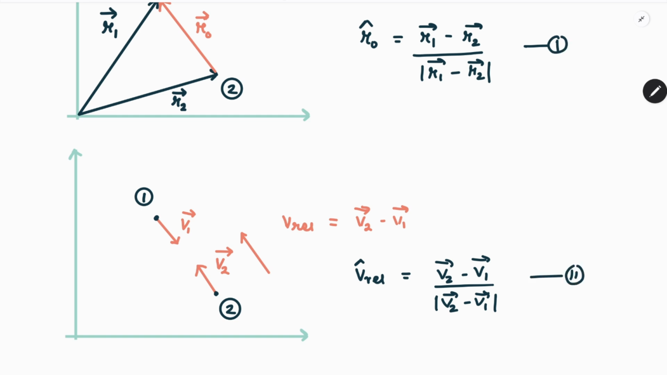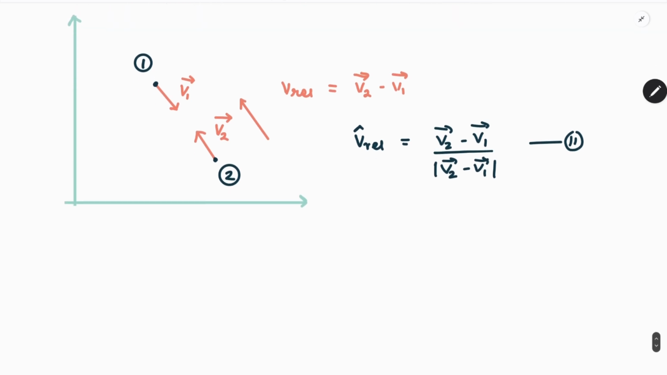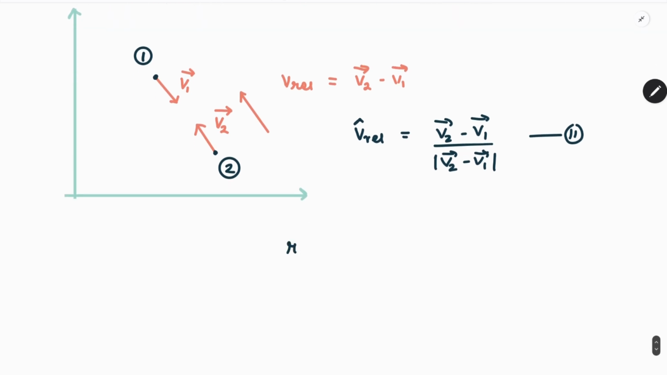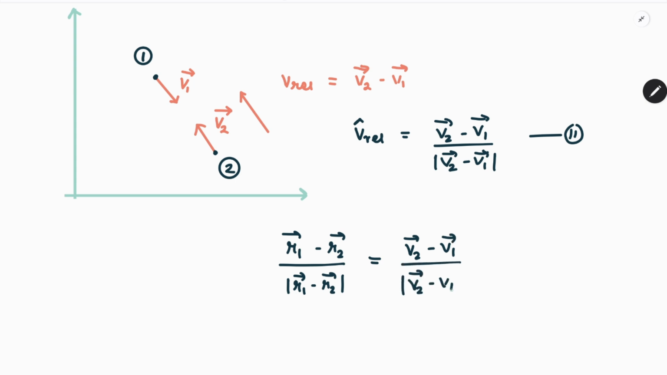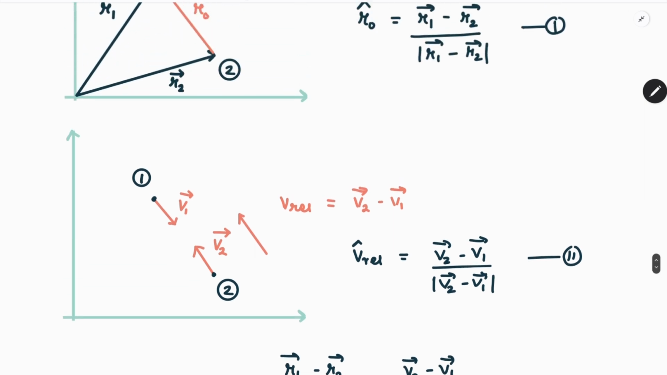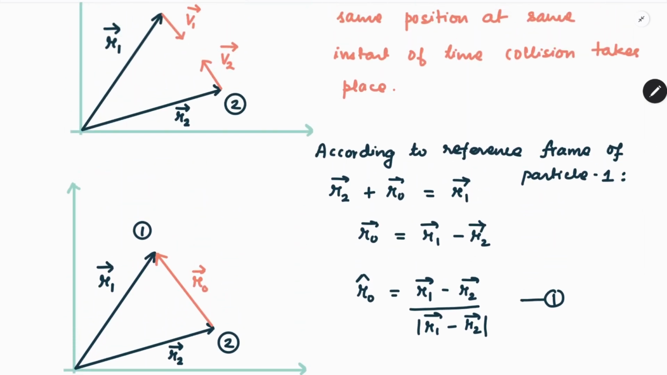So if both the directional aspects match with each other, then we can say that r1 vector minus r2 vector upon the magnitude of r1 minus r2 is equal to v2 vector minus v1 vector divided by the magnitude of v2 minus v1. So this is the necessary answer for this particular problem, and we can again revisit this problem.